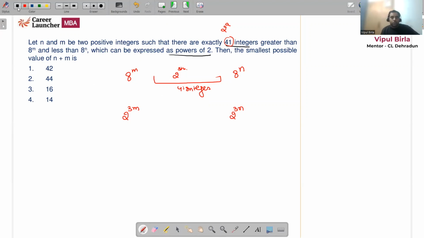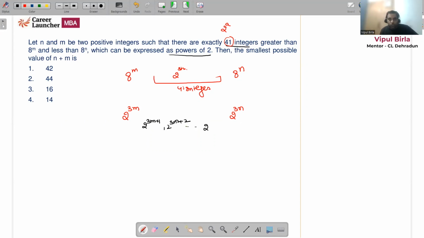So we can see that the next number which is greater than 2 to the power 3m and of the type 2 to the power something will be 2 to the power 3m plus 1. Then the next will be 2 to the power 3m plus 2. So 2 to the power 3m plus 1 is double of 2 to the power 3m, that means greater than this, and the least possible after 2 to the power 3m which can be represented in the form of 2 to the power some natural number, and so on and so forth.